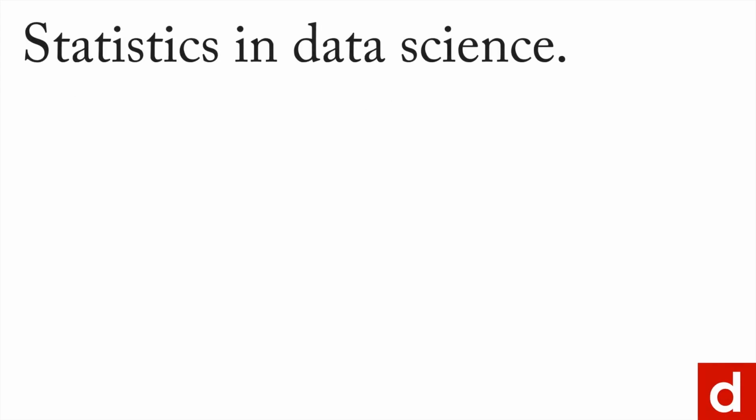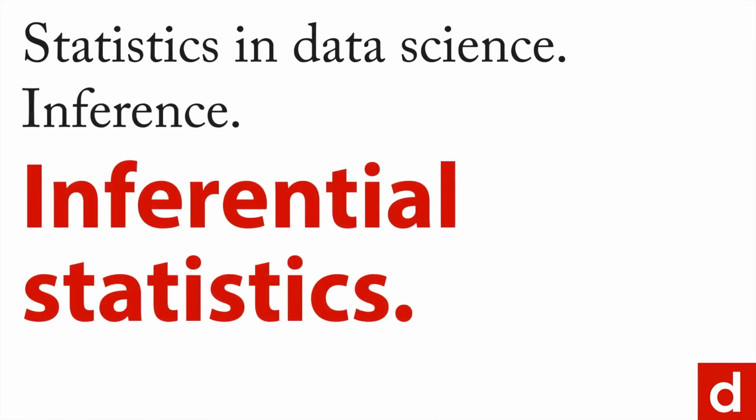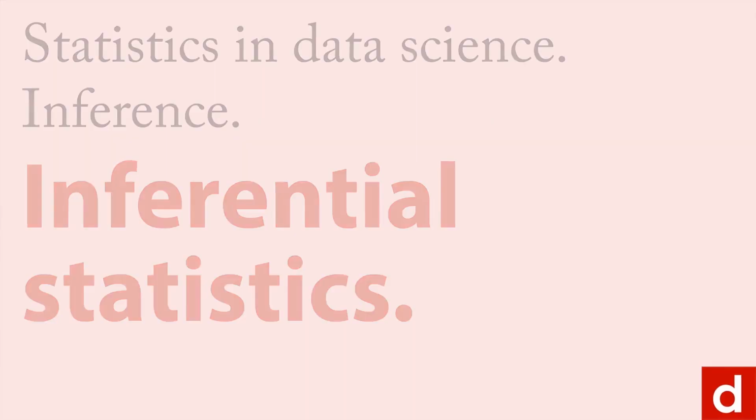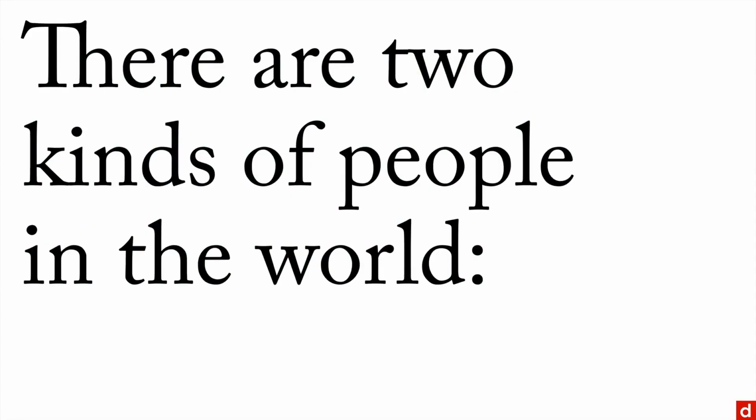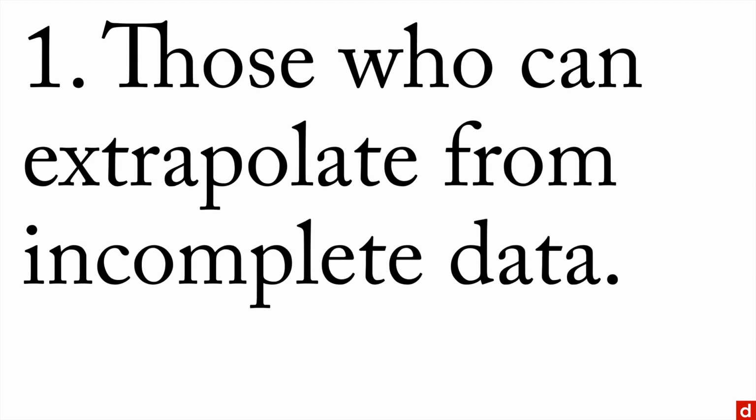As we discuss statistics and data science, one of the really big topics is going to be inference. And I'll begin that with just a general discussion of inferential statistics. But I'd like to begin, unusually, with a joke. You may have seen this before. It says, there are two kinds of people in the world. One, those who can extrapolate from incomplete data. And the end, of course, because the other group is the people who can't.